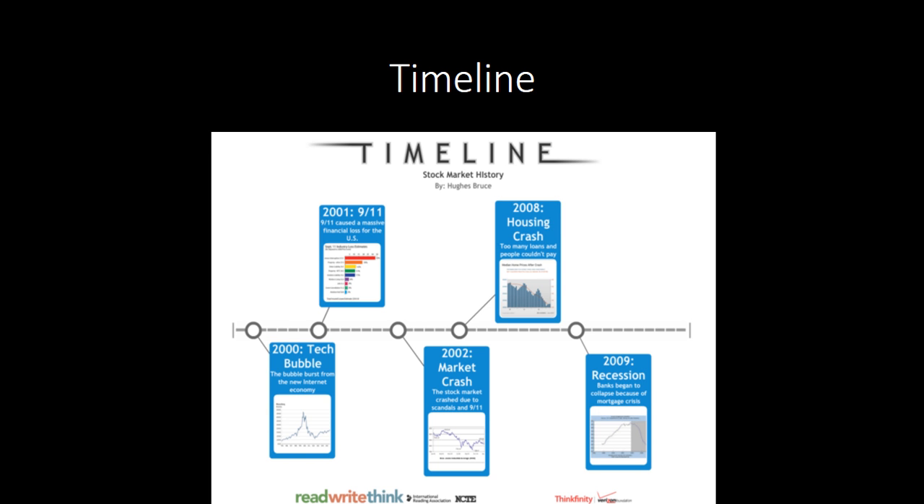In 2002, the market crashed. The stock continued to slide since 9/11 and reached a low not reached since 1997 and 1998. And then in 2008, there was the housing crash. There was a huge drop in home prices caused by bad mortgages. And in 2009, there was the Great Recession, which the housing crash was a large contributor to. There was a general economic decline and the worst recession since World War II.